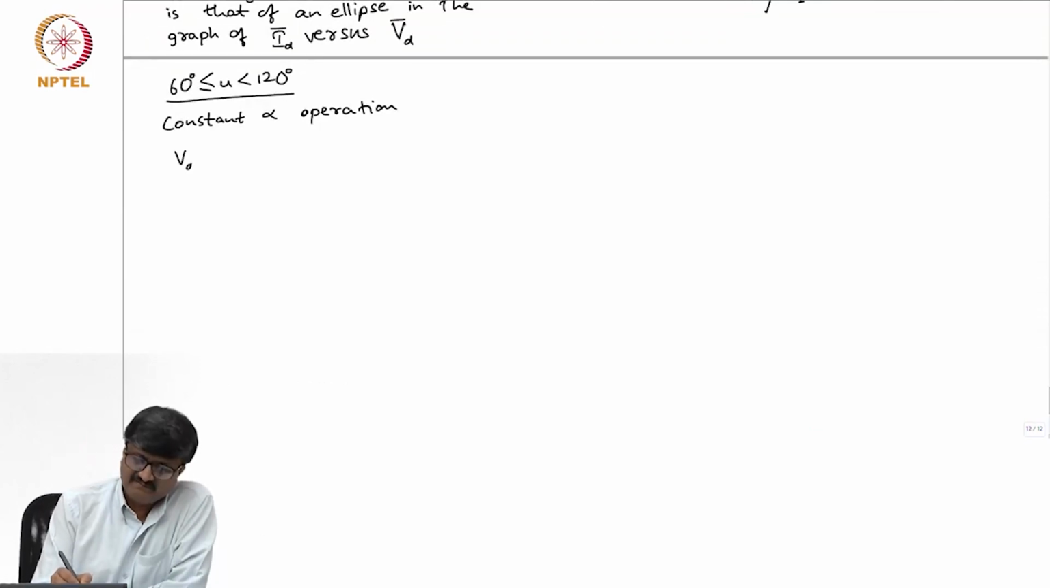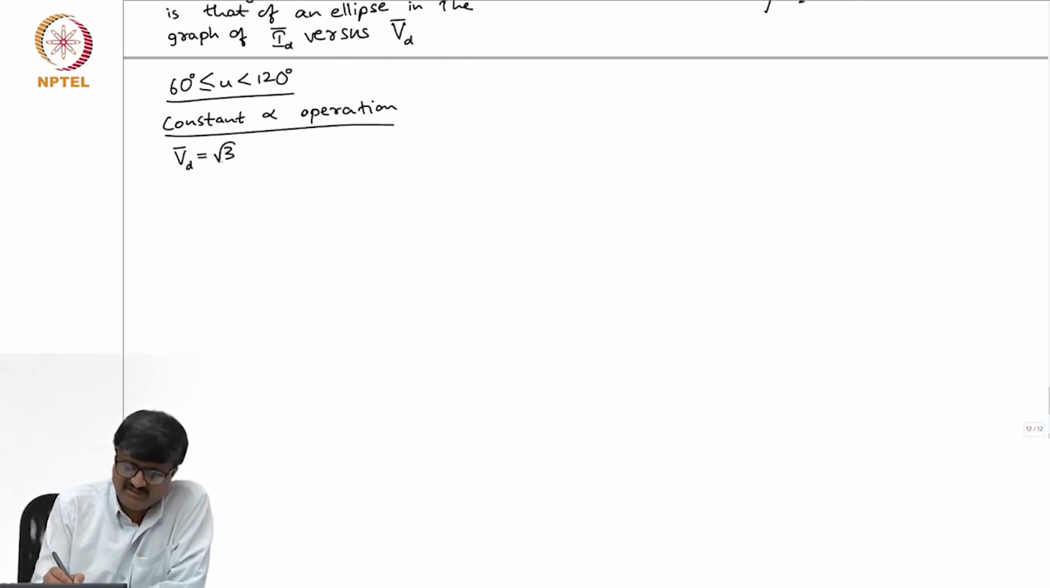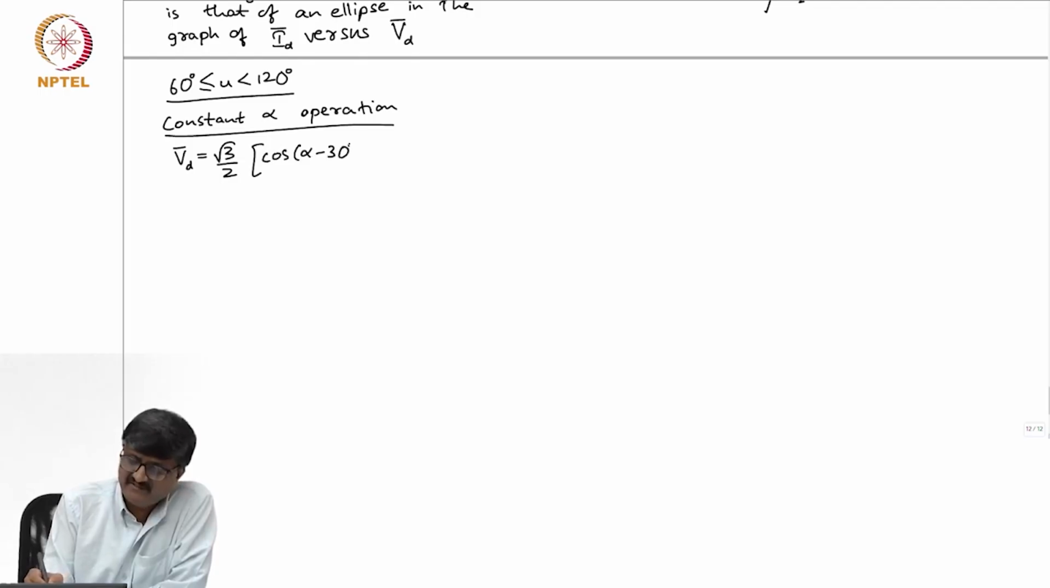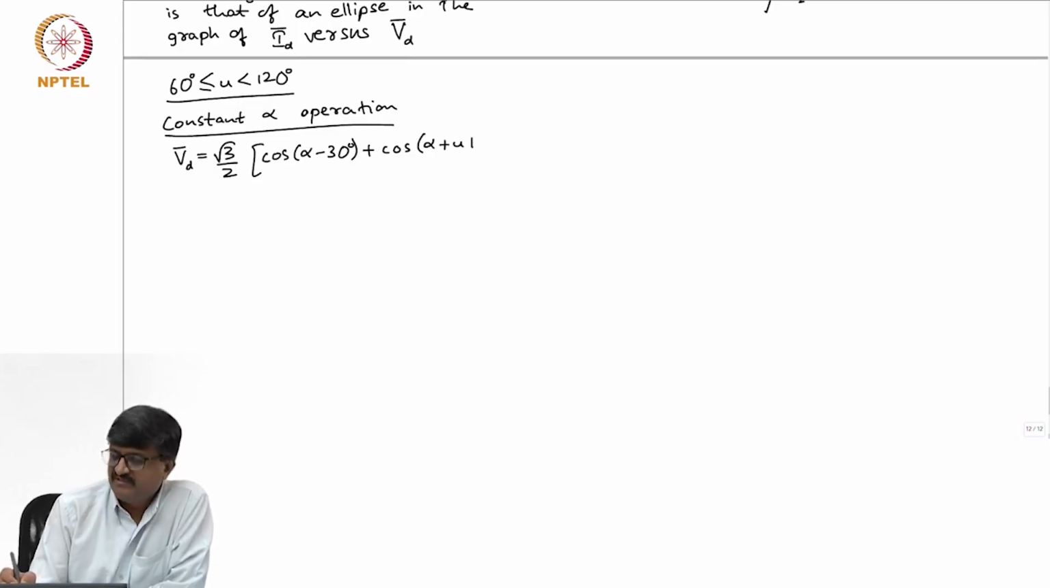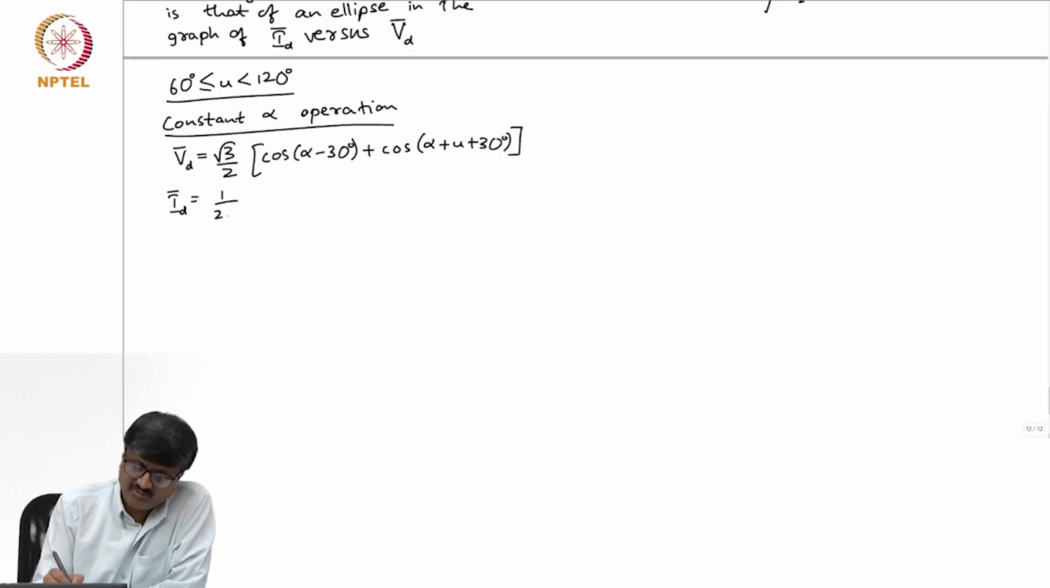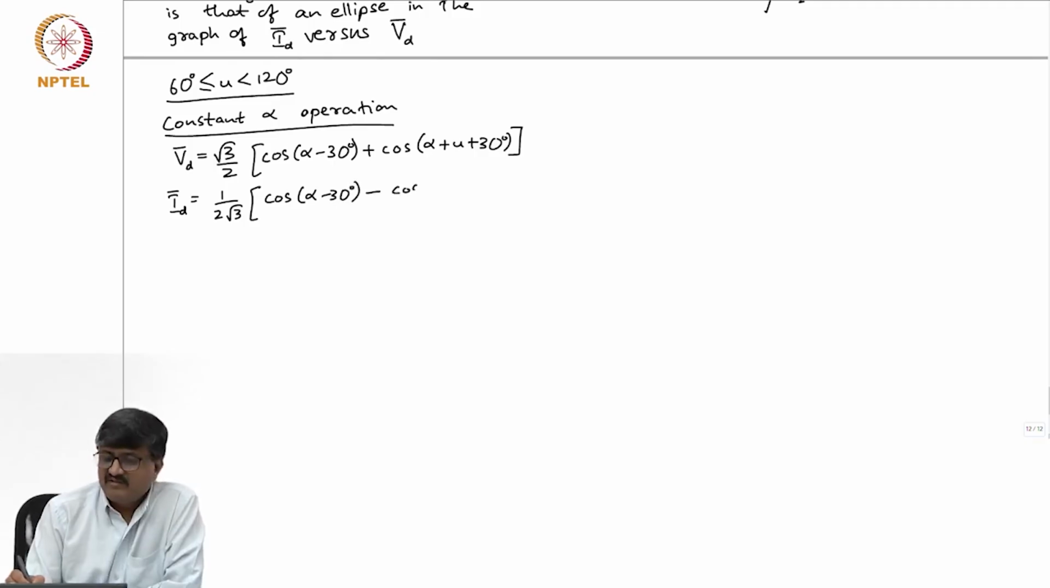So I have constant alpha operation as my intention. So Vd is root 3 by 2 into cos(alpha minus 30 degrees) plus cos(alpha plus u plus 30 degrees). Then Id is 1 by 2 root 3 into cos(alpha minus 30 degrees) minus cos(alpha plus u plus 30 degrees).